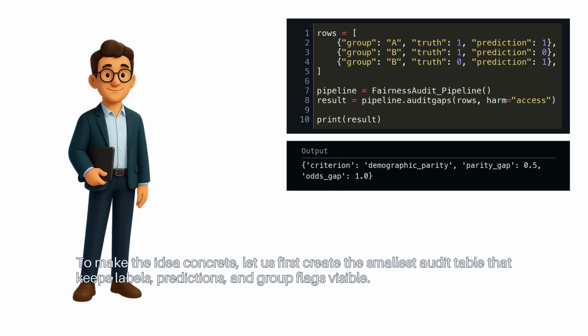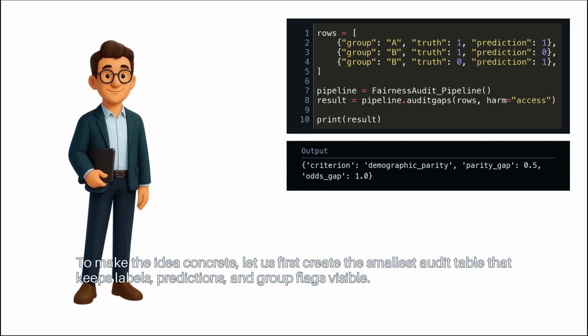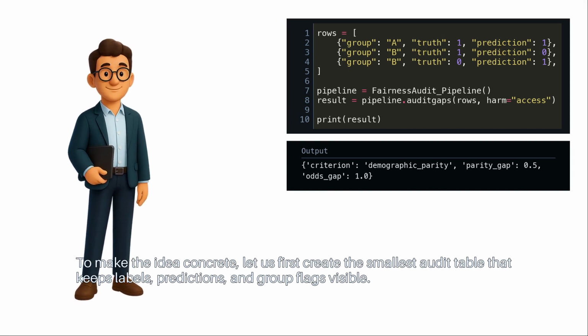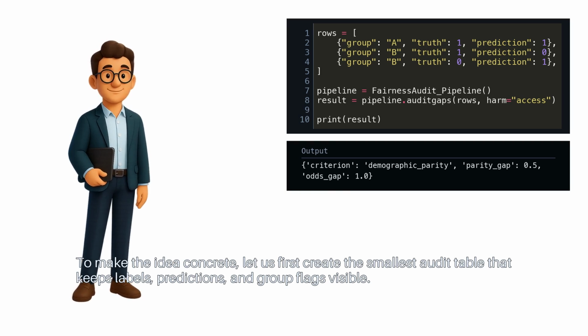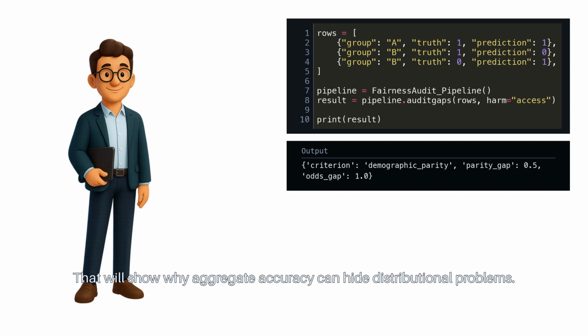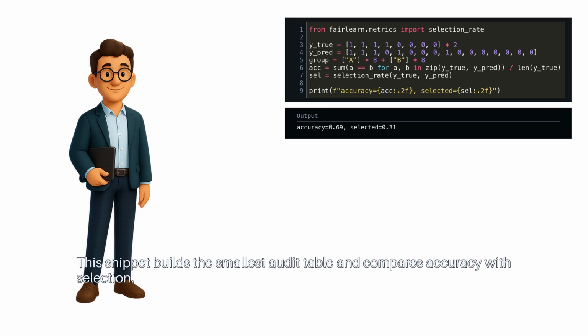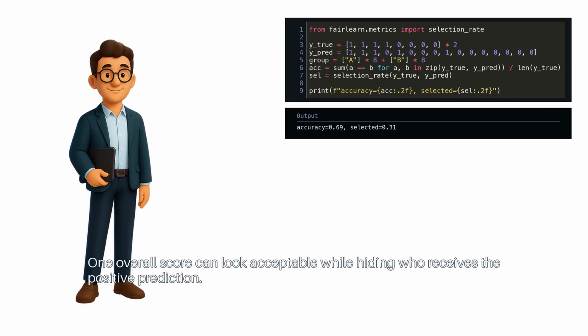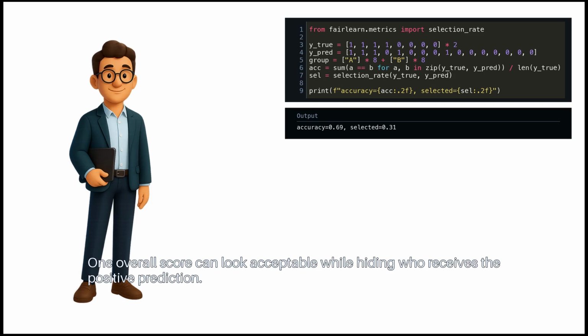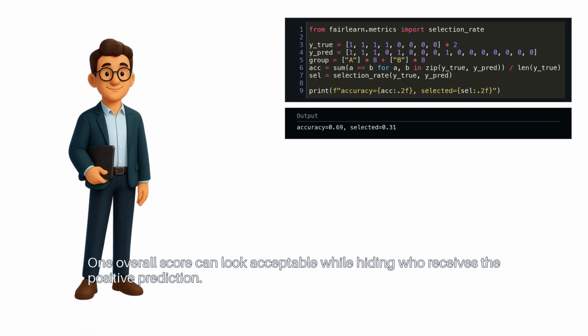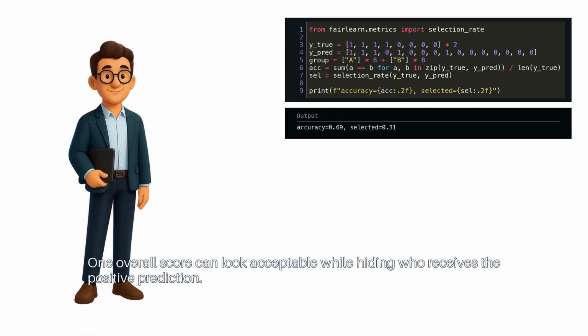To make the idea concrete, let us first create the smallest audit table that keeps labels, predictions, and group flags visible. That will show why aggregate accuracy can hide distributional problems. This snippet builds the smallest audit table and compares accuracy with selection. One overall score can look acceptable while hiding who receives the positive prediction.